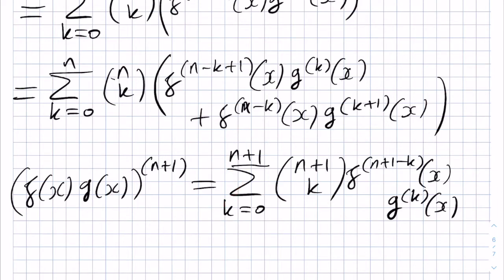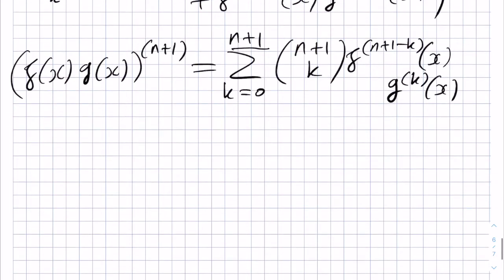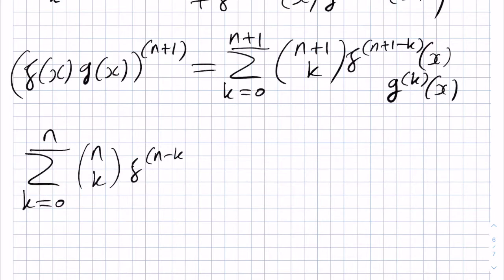So let's consider each of the terms in this summation here separately, i.e. this sum with this term and this sum with this term. Firstly, we have the sum from k equals 0 up to n of n choose k, and then f with n minus k plus 1 derivatives, and g with k derivatives.